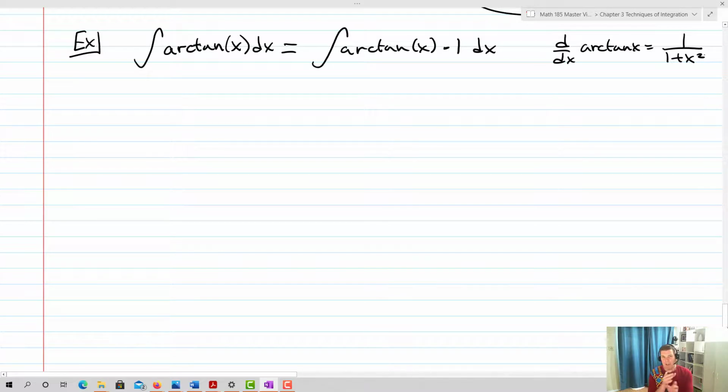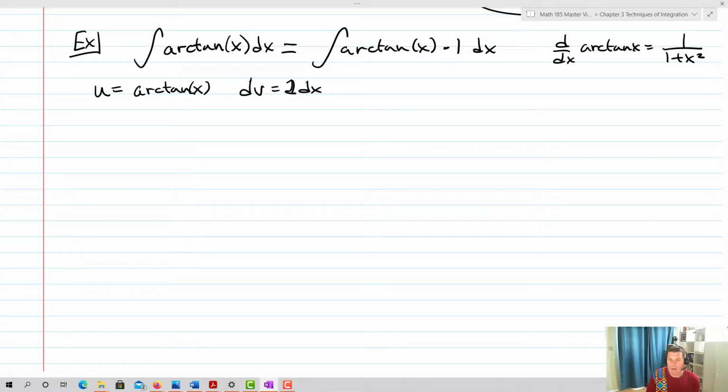The fact that I know the derivative of arctan of x allows me to use integration by parts here. So I'm going to let u equal arctan of x, and then dv is going to equal 1 dx. Because taking the integral of 1 dx is really simple, right? It's just going to be x.